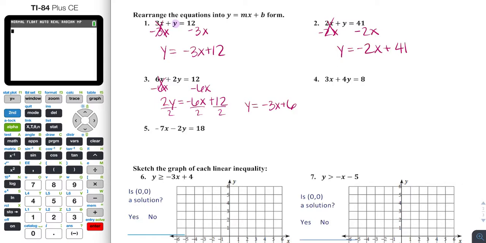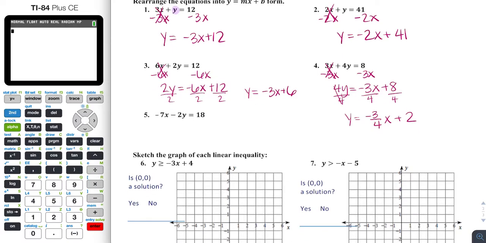Okay, number 4, start the same way. We're going to move that value with our x. So we have 4y equals -3x plus 8. Then our last step is to divide by the number in front of y. So divide through by 4. So y equals -3 over 4x, because 3 and 4 don't divide to give you a clean number. So we're just going to leave it as a fraction. And then 8 divided by 4 is 2.